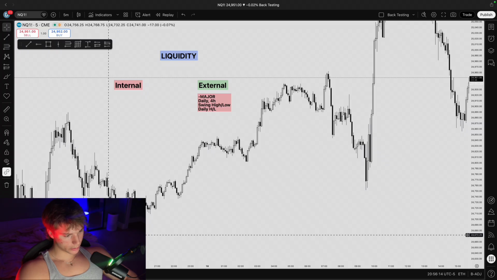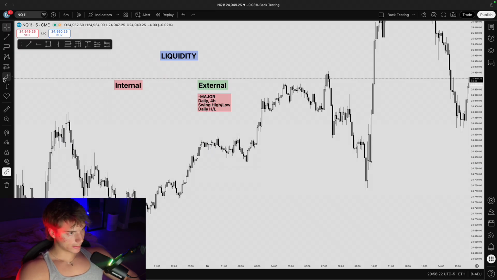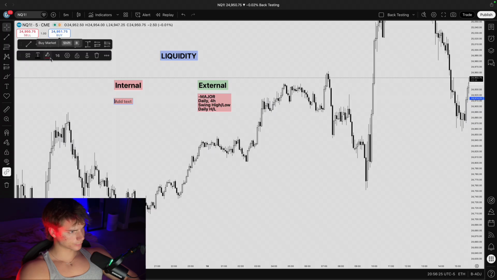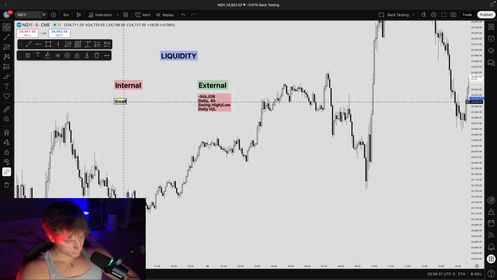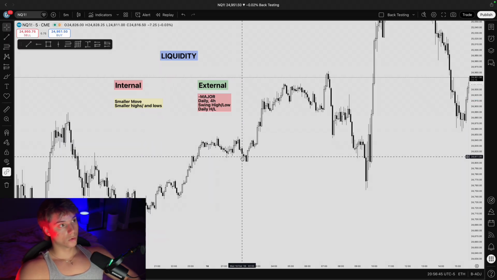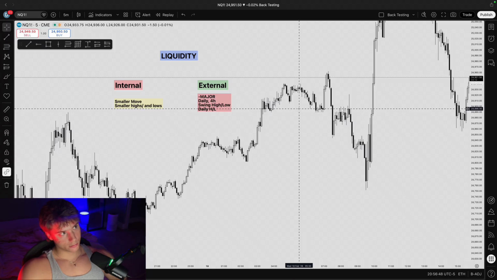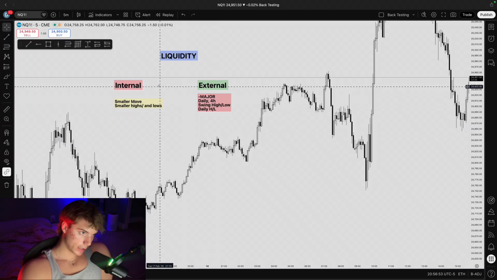Now, internal range liquidity is going to be smaller highs and lows inside of a range or a swing. Let's write that down for you, shall we? So this is going to be smaller moves, right? And it's going to be smaller highs and lows. So right now I'm on a 5-minute chart, right? So it's lower than a 4-hour. So that's how we know it's most likely going to be internal.